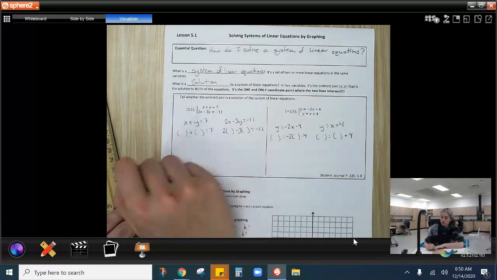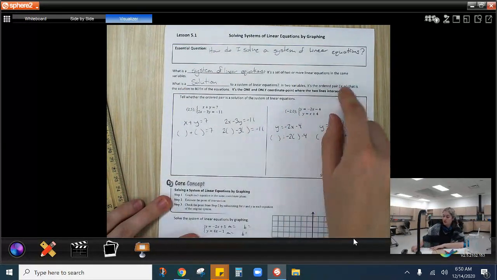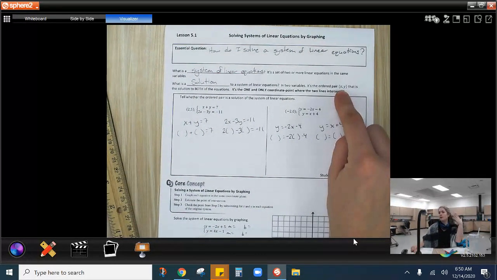A solution to a system of linear equations is an ordered pair. So if you're using x and y, then it's going to be a coordinate pair x, y. So we're going to start with that and just see if we can figure out if these are a solution or if they are not a solution. It's basically a check. Remember way back in chapter 1 when we were just checking to see if it worked? That's all we're doing with these.